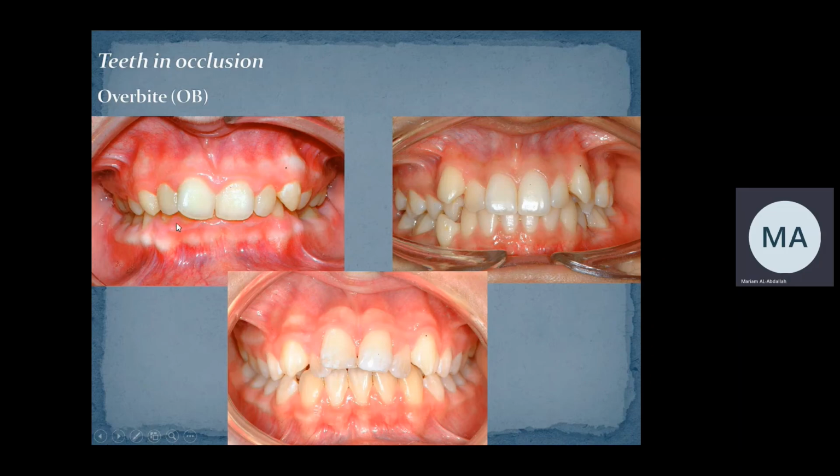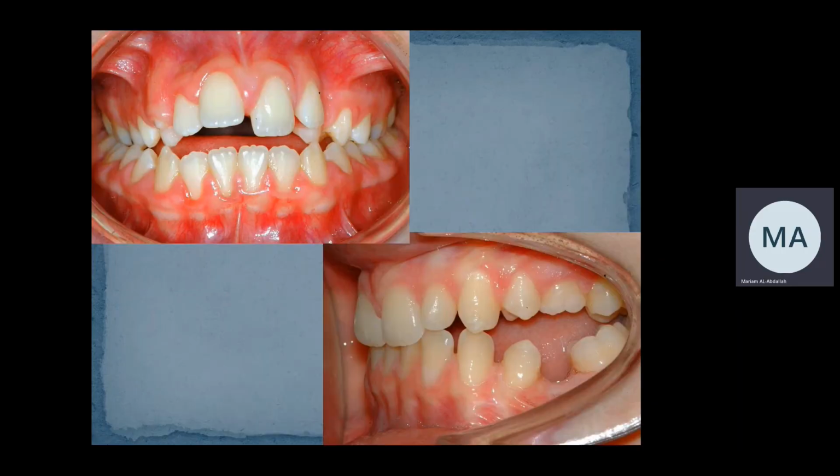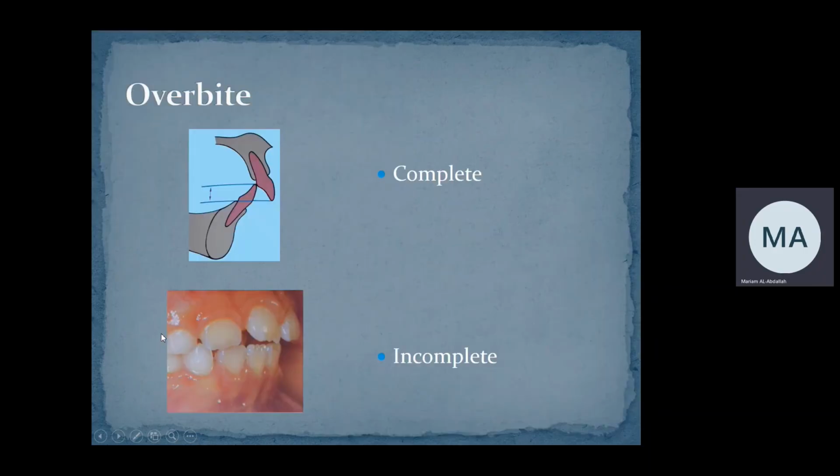This here is average overbite, where the upper incisor covers around 1/3. And here we have reduced overbite, where the upper incisors are covering just a little bit of the lower incisal edge. And here we have anterior open bite. This photo shows you posterior open bite. So this is how you describe the overbite.